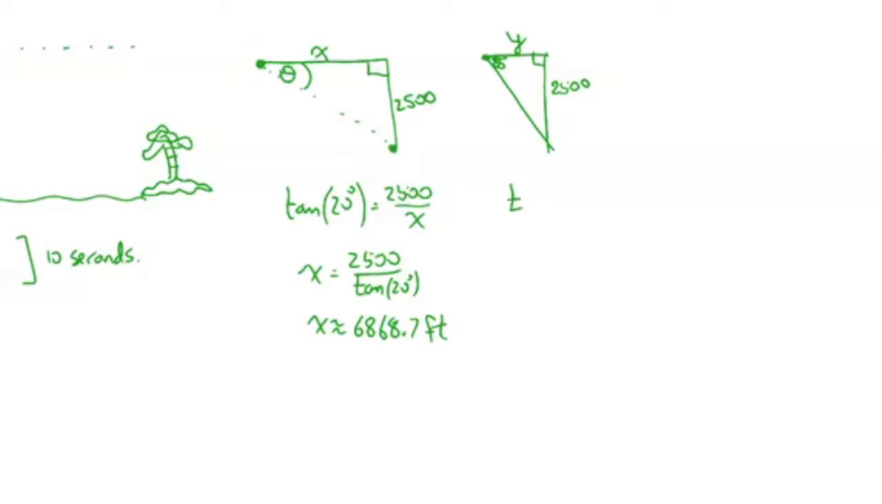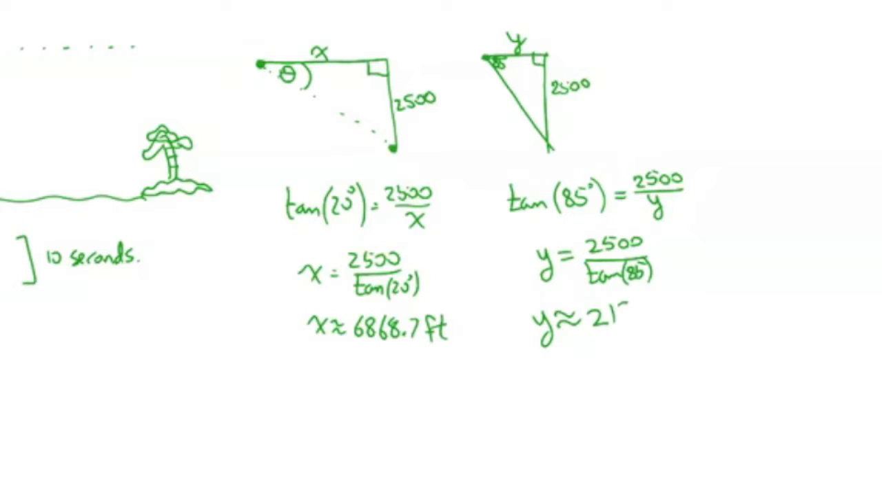The setup is the same. Tangent of 85 degrees is equal to 2,500 over y. The answer for y is going to look really similar: 2,500 over tangent of 85. And y is approximately 219 feet.